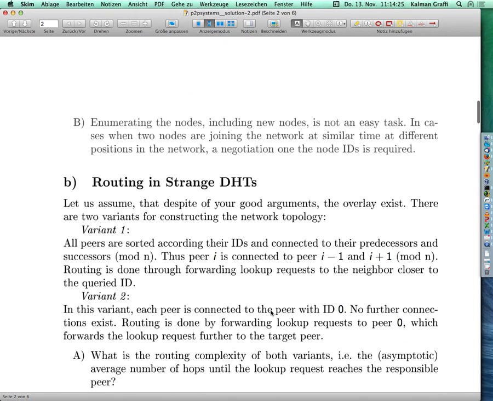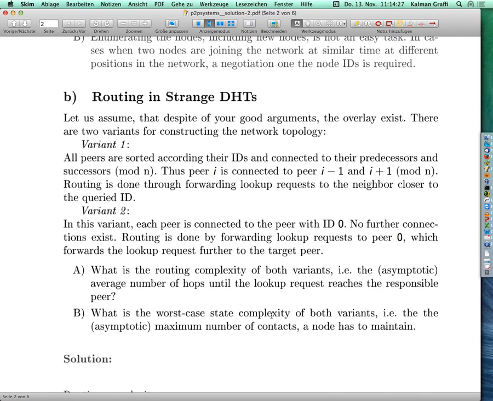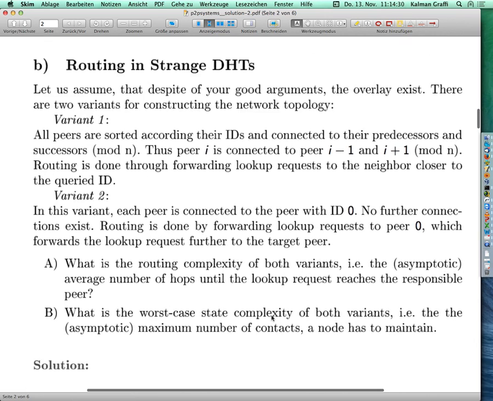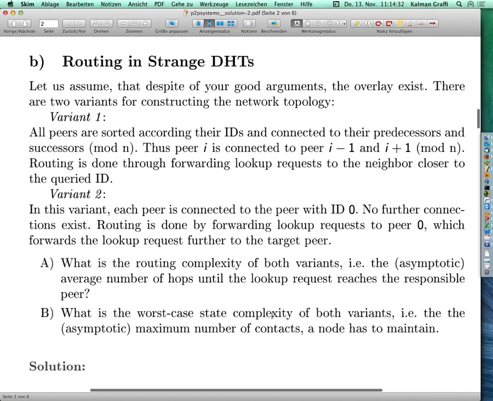Okay, then how can it be? We could route different ways. We have two variants given here for this kind of network. Either we have the predecessors and successors for every node, or all nodes are connected to node ID 1. What is the complexity for the hop count and for the state complexity? So how much storage and knowledge about the network does one node have to know? Any simple solutions for that?